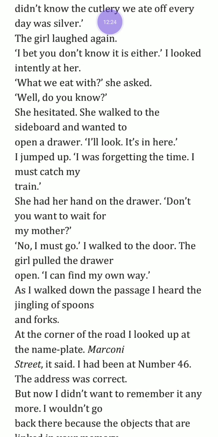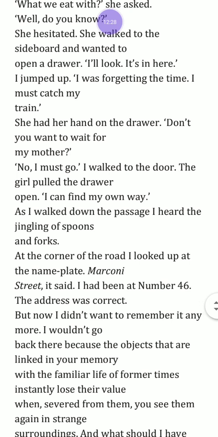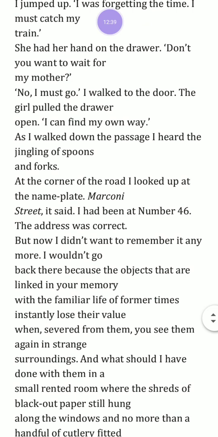I was forgetting the time. I must catch my train. She had her hand on the door. Don't you want to wait for my mother? Now, this was the question from the daughter of Mrs. Darling. No, I must go. I walked to the door. The girl pulled the door open. I can find my own way. And now she's just coming out.